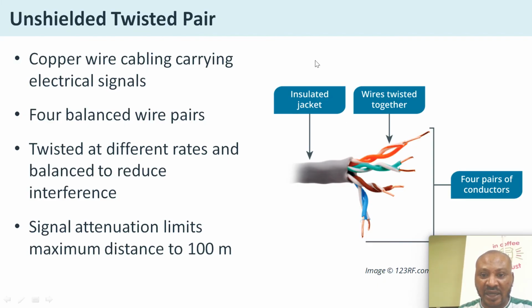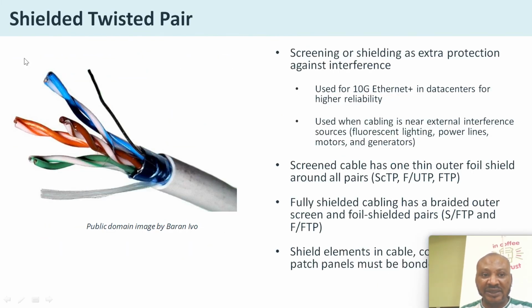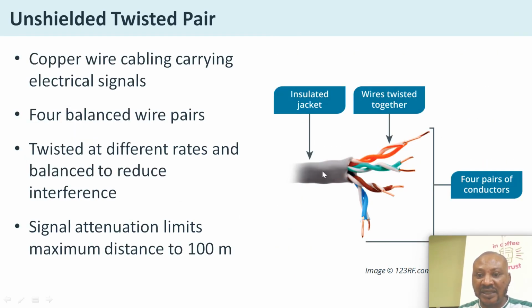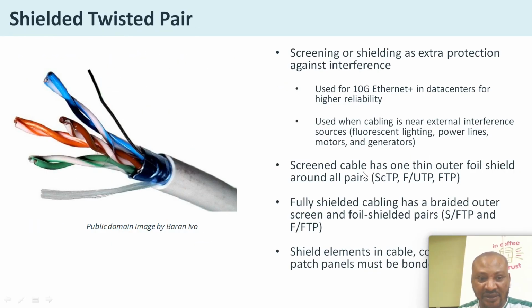Now take a look at the next cable, which is shielded. This is shielded twisted pair. Compare this with that one. See the difference. For the unshielded one, after the insulator jacket there's nothing protecting these wires. Look at the shielded twisted pair: after the main insulator there's another layer, like copper, that protects your main wires, the four pairs of wire. So there's something protecting them.